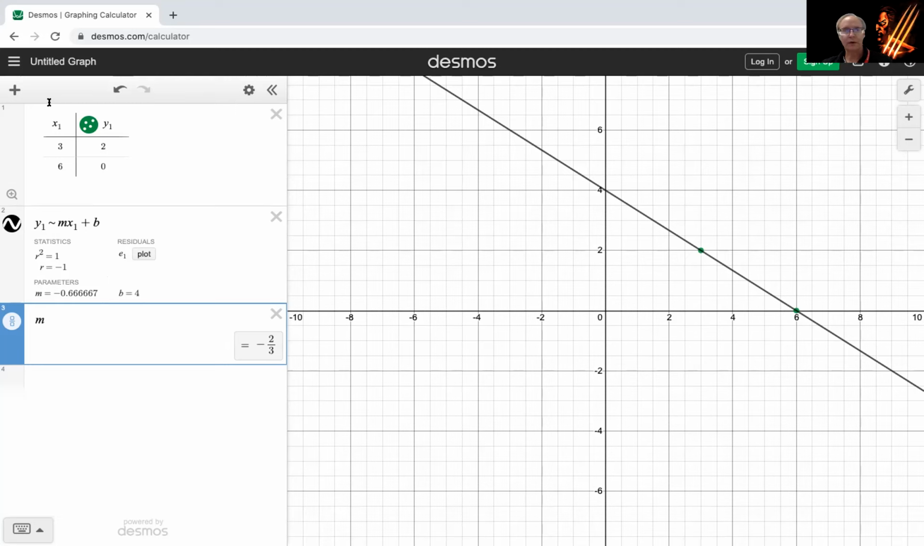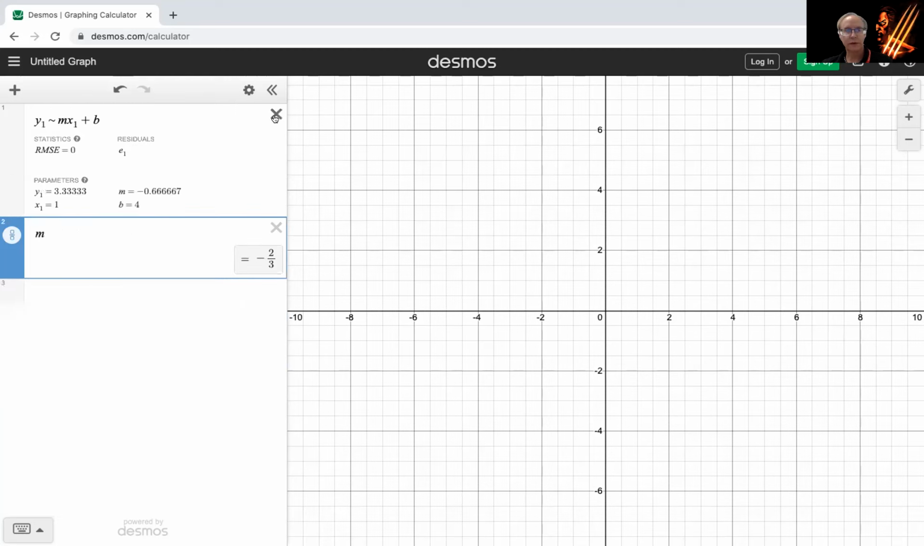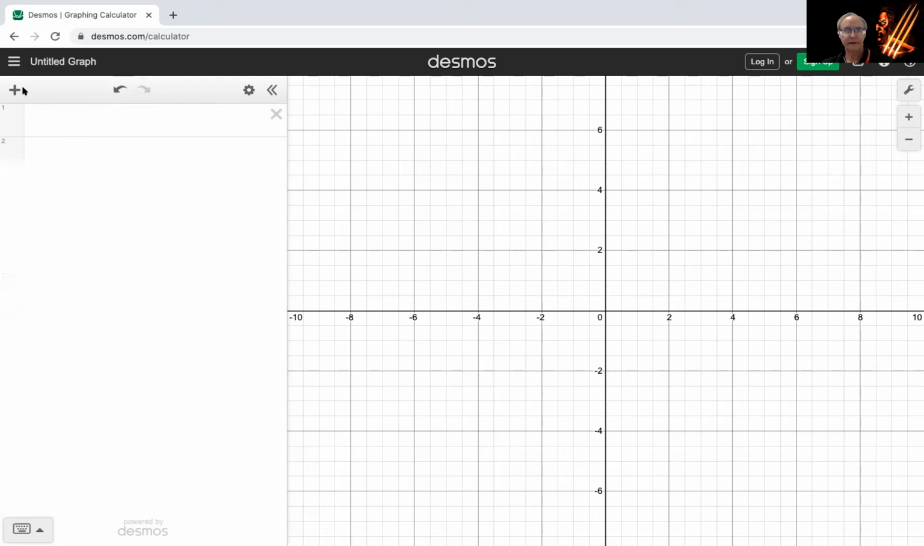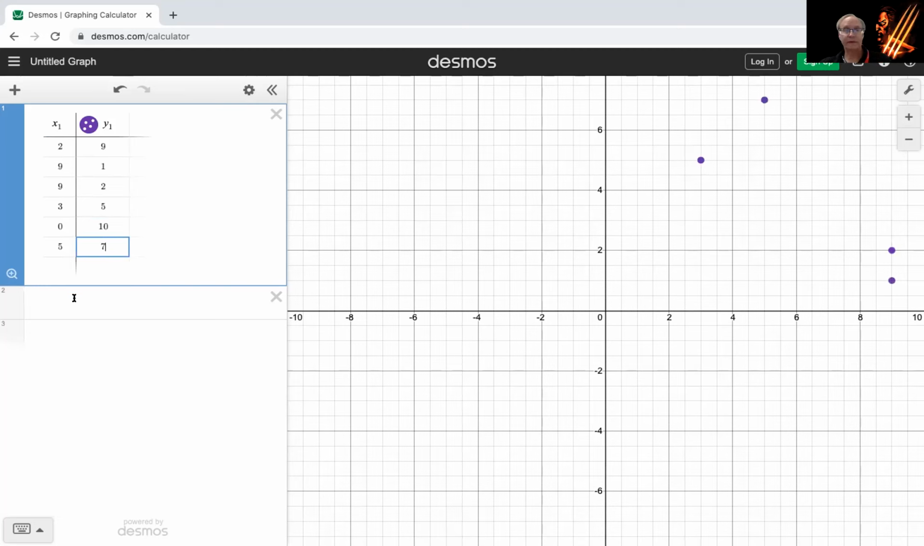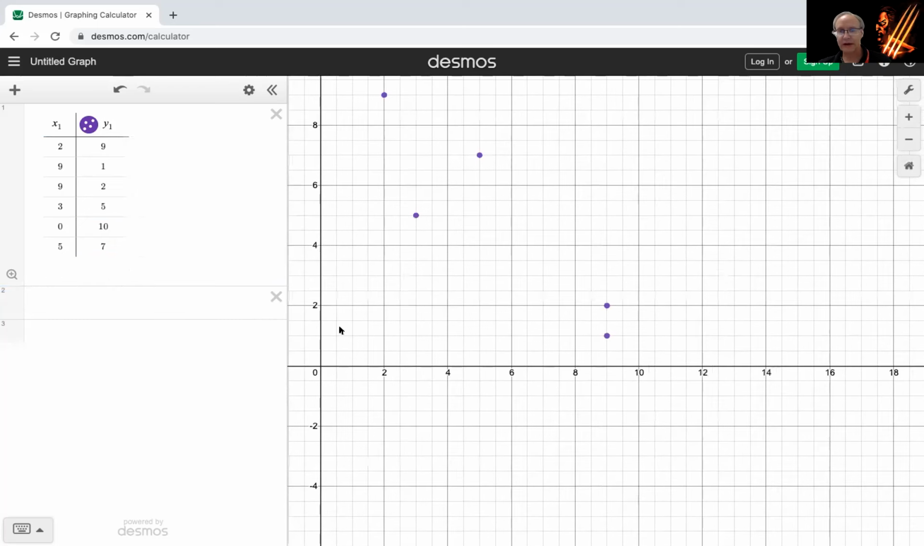All right, now what we're going to do is put in the data that they gave us. Now the data, I'm going to put it in a table, and it happens to be 2, 9. I'm just going to put the 9, 9. I'm putting all the x's first. 0, 5. There, I put all my x's, and I have 9, 1, 2, 5, 10, and 7. Now, I'm hoping that this looks really familiar to you because we've done this before. Now I can slide my graph over.